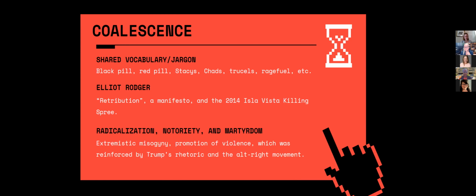Rodger is held up as a true incel hero, much like a martyr. And the radicalized incels are now wishing for actual punishment of sexually active men and women, which they call Chads and Stacys. This is part of their adopted vocabulary, which also has words like rage fuel and black pill, in which they discuss their concepts amongst themselves.